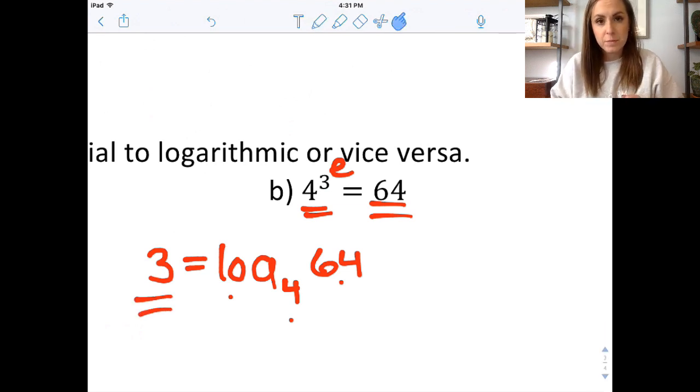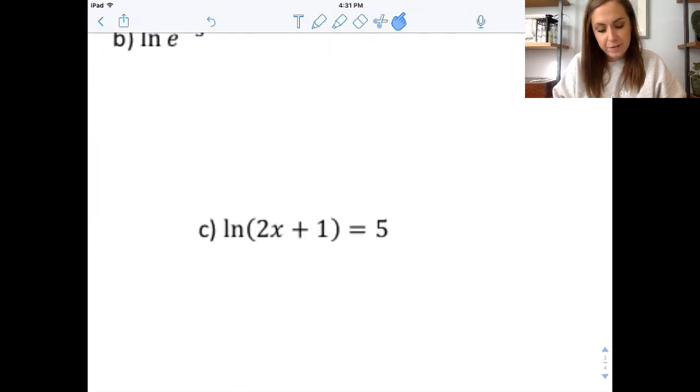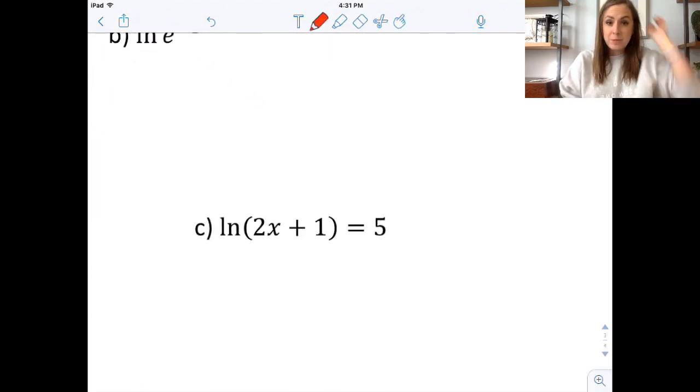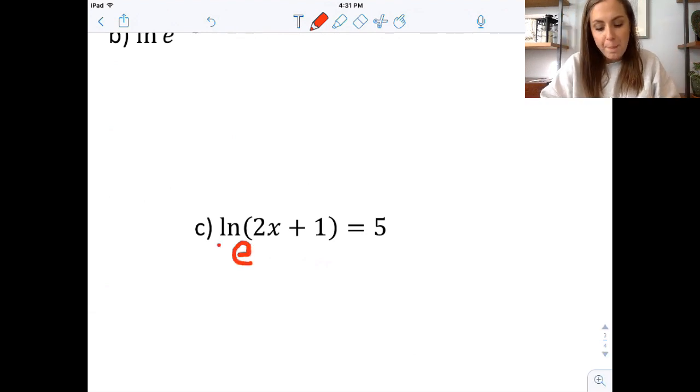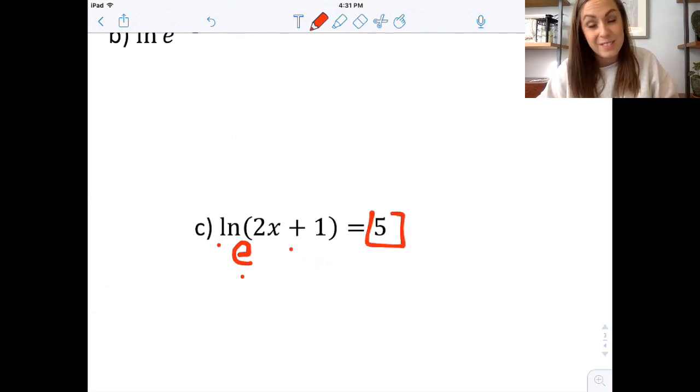Okay, one other one of those. So here I've got ln of 2x plus 1 equals 5. Looks a little scary, but remember with ln, your base is just e. So this is saying what power of e equals 2x plus 1, and that power is 5, right? So e to the 5th power equals 2x plus 1.